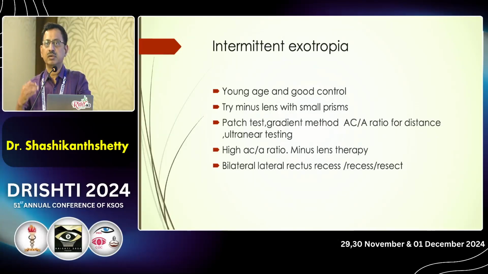And if the deviation is what we call a pseudo divergence excess, pseudo AC/A ratio, where the AC/A ratio is more for near, but the gradient method for distance is on the lower side, and they are exophoric for ultra near testing, then we operate on those patients.